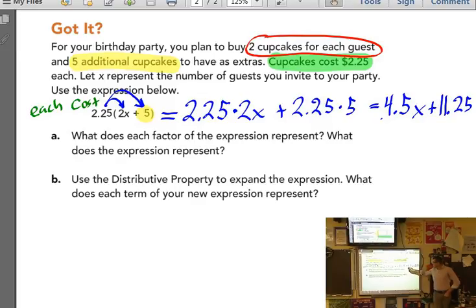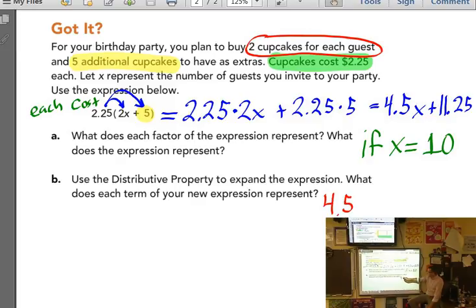So this is your cost for your guests' cupcakes once you know how many guests. And the 11.25 is the extra charge, regardless, because you know you're buying 5 extra. So now, what if I tell you you're inviting 10 guests? So if x equals 10, then all we do, anyone know? If x is 10, if we now invite 10 guests.